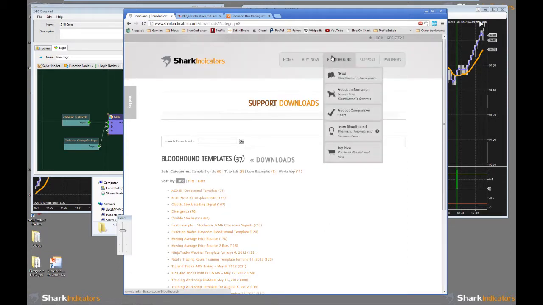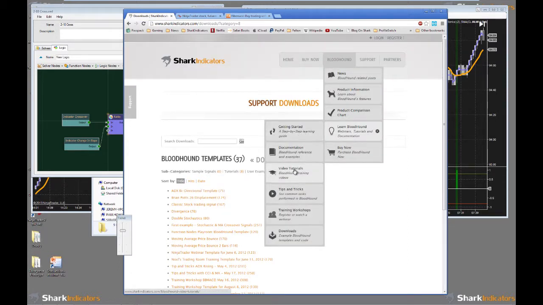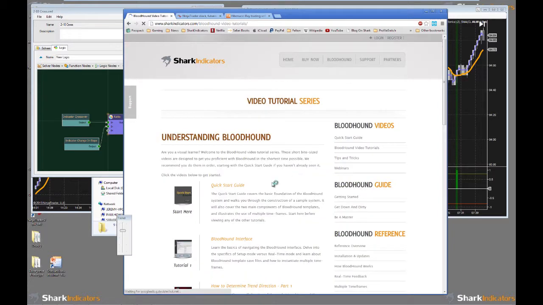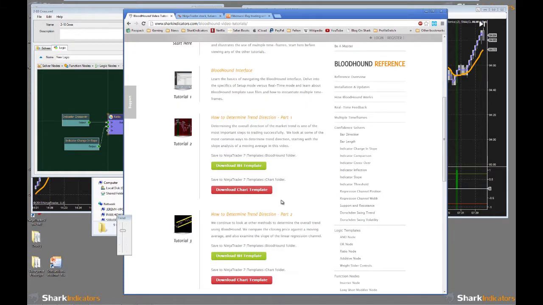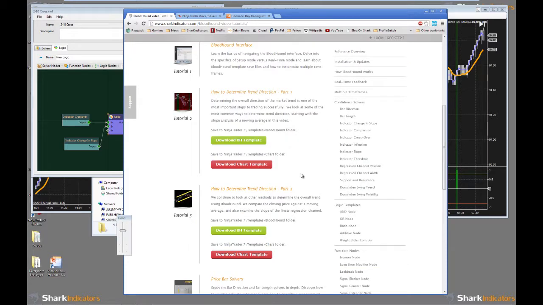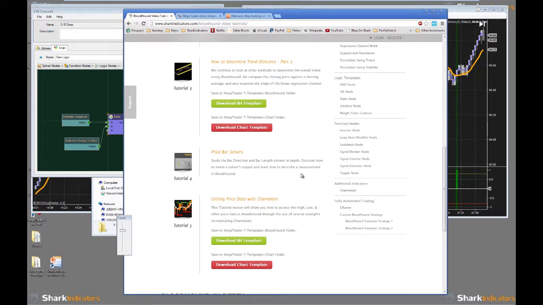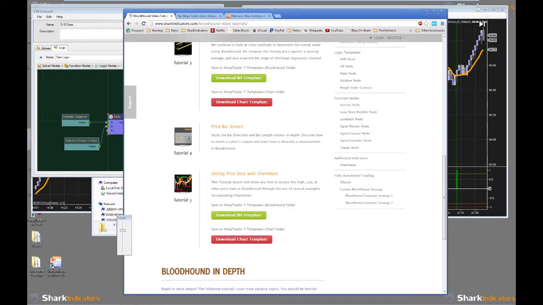But I think probably a better way to go about this is going through the video tutorials, because if you go to the video tutorials, you'll see that there's a couple of these templates right here. We'll actually go through and build it, and then you can download the corresponding template file, both for the chart template as well as the Bloodhound template. So you can not only follow along, but you can see what the end product is. I think that's probably a better way to go about it.